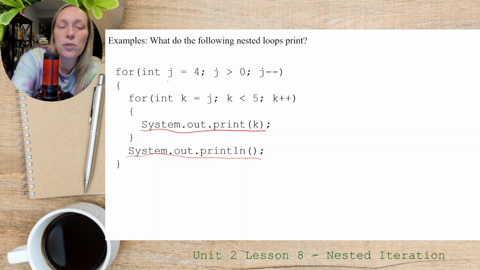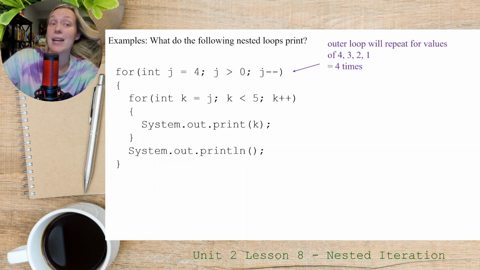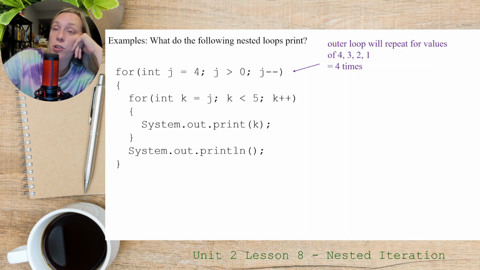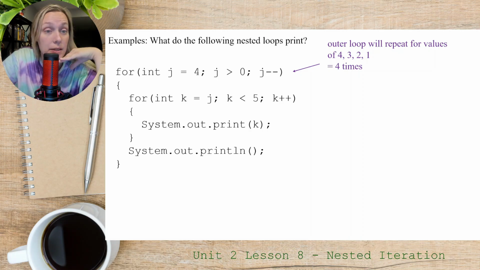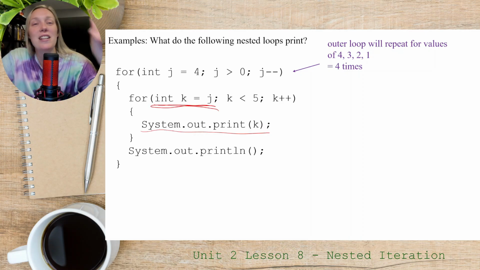So for this outer loop, we see that j is 4. And j loses 1 each time until j is greater than 0. So the outer loop is going to repeat for the values of 4, 3, 2, and 1. So it's going to repeat 4 times. All right. But now, do you notice what's happening on that inner loop? Not only am I printing off the value of k, but what does k start off as? k starts off as the value of j.